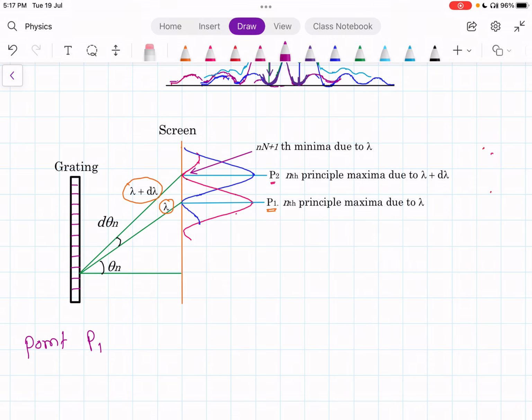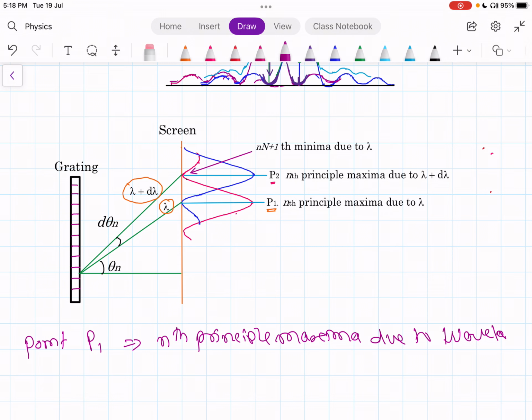At point P1, we get the principal maxima, and that one is the nth principal maxima due to wavelength lambda. Okay, at point P1 we get the nth principal maxima due to wavelength lambda. Then what is the equation for that nth principal maxima?